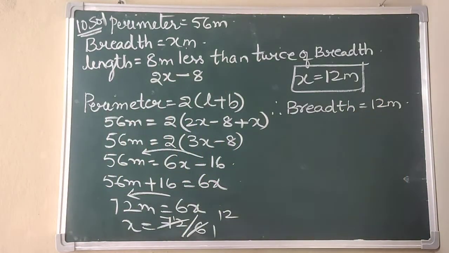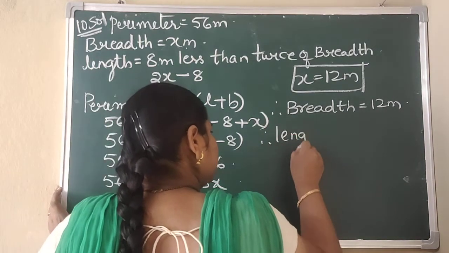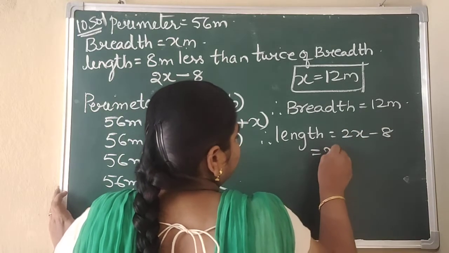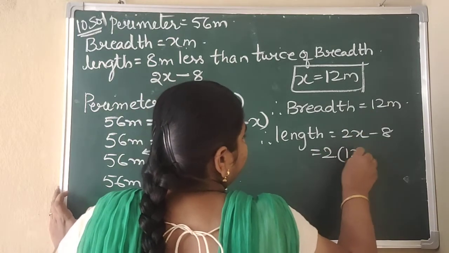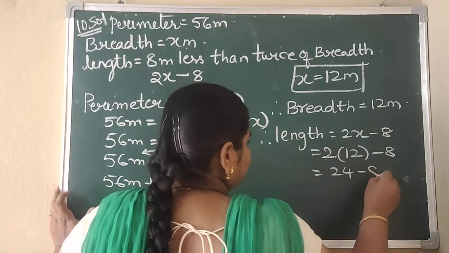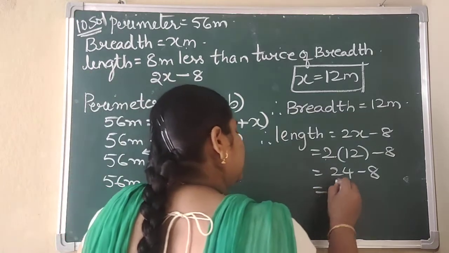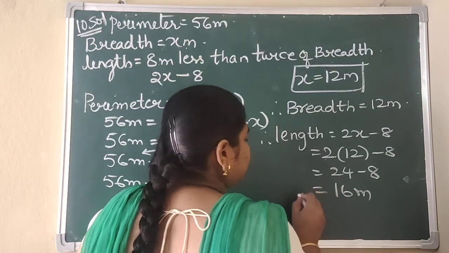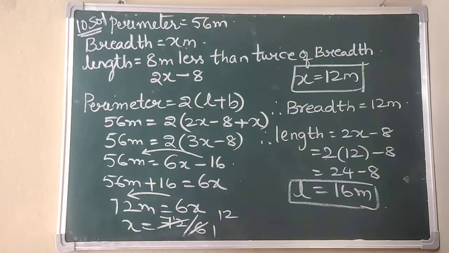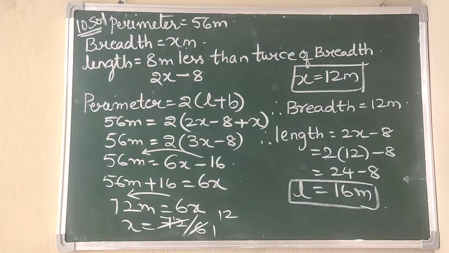And the length value we have to find now. So length is equal to 2x minus 8. So 2 into x value, 12, minus 8. 2 12s is 24 minus 8. So 24 minus 8 is how much? That will be 16. So the length value will be equal to 16. So you got the length as 16 meters and the breadth value is 12 meters. So this is our 10th solution.